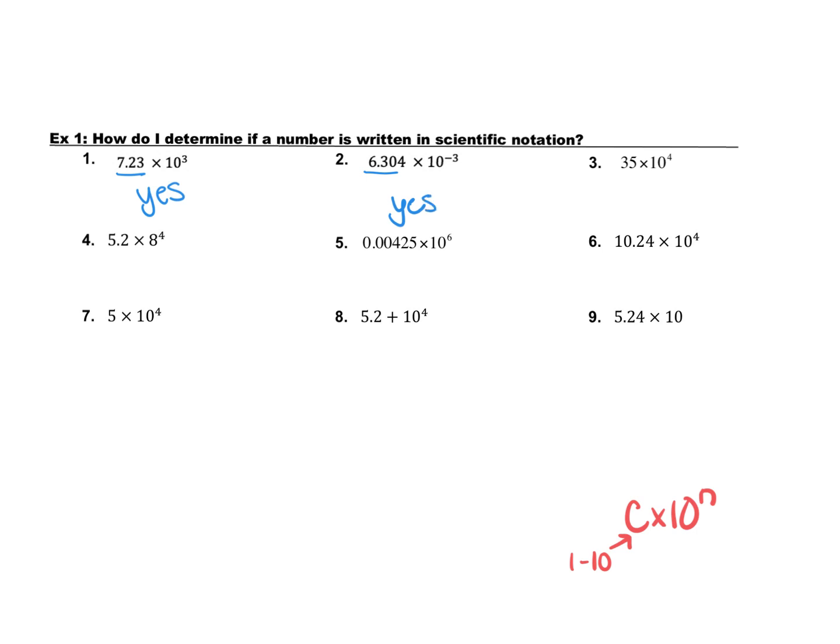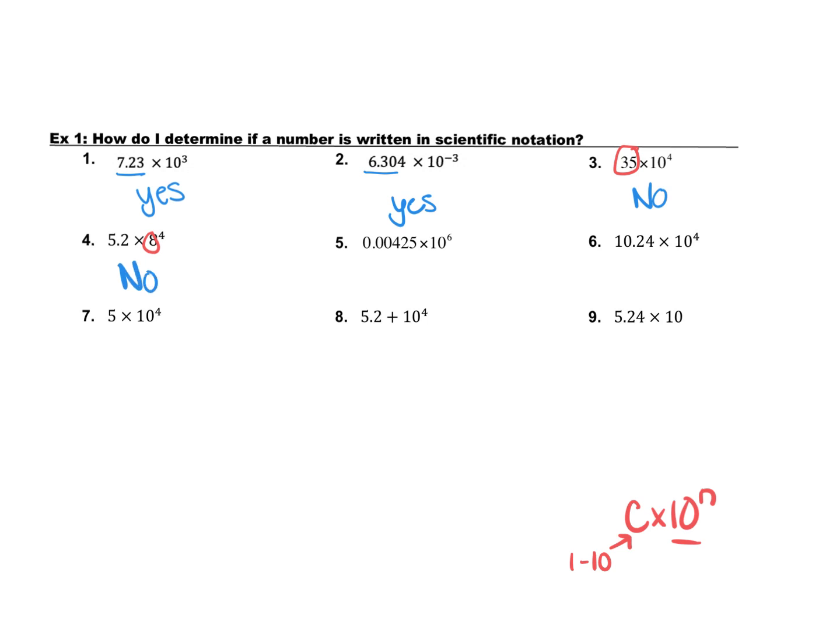Now for number 3, hopefully you notice that this number right here, the 35, is greater than 10. And because it's not between 1 and 10, this is going to be a no, because that number right there is too big. So it's a no. Question number 4, we have 5.2, which is okay. And we have times, and then we have 8 to the 4th power. So what we don't want, remember, this right here has to be a base of 10. And so this would make that a no.